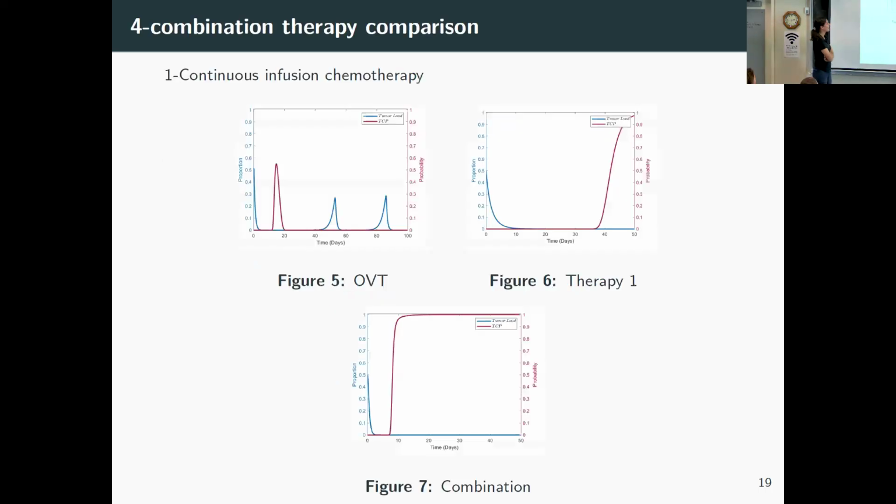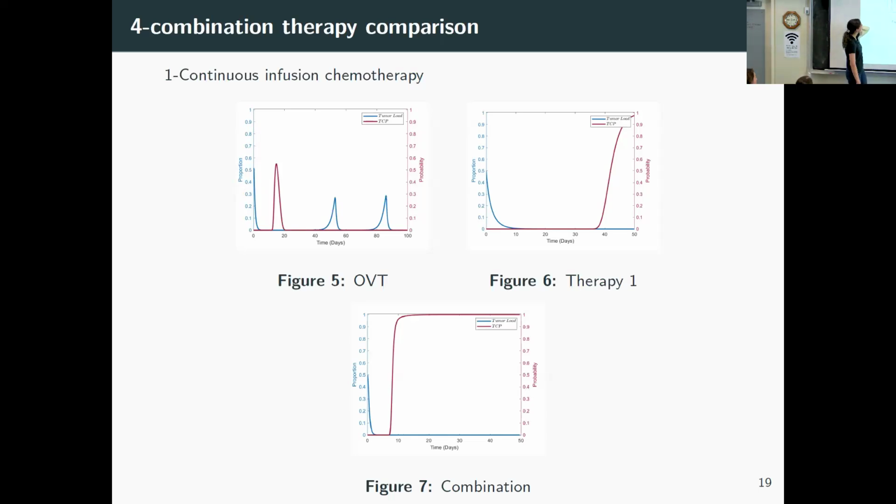Okay, thank you. So now, first we're going to look at the simulations. Here, for the other ones, we're going to have the biotherapy alone here, the therapy here, and the combination of these two down here. The red is the TCP, and the blue is the tumor load, both types.